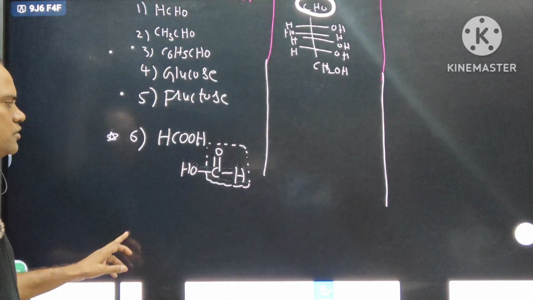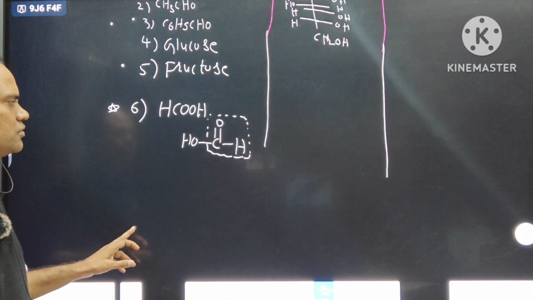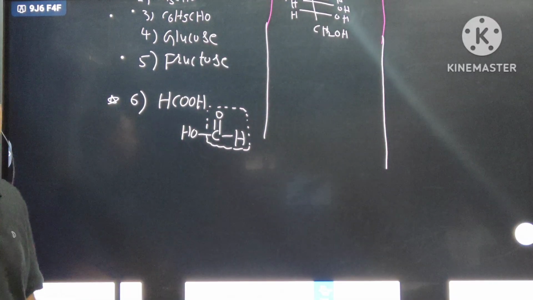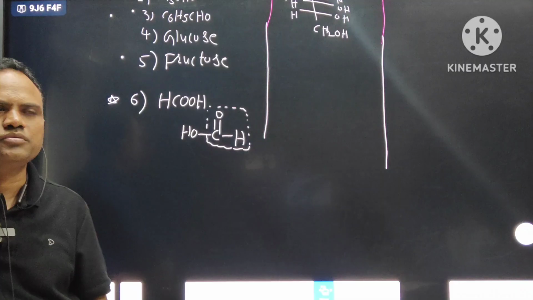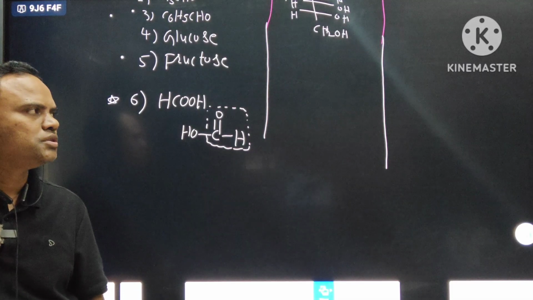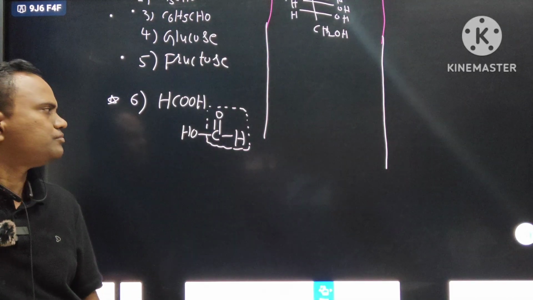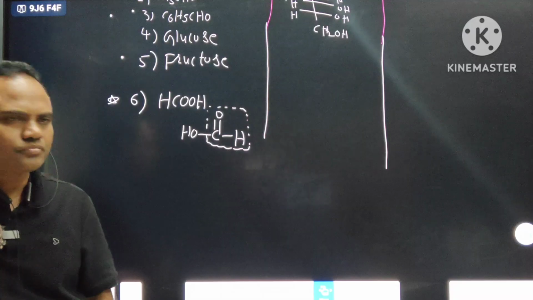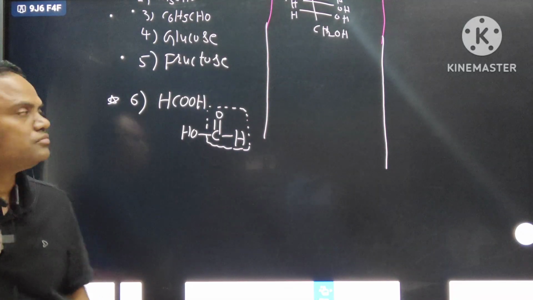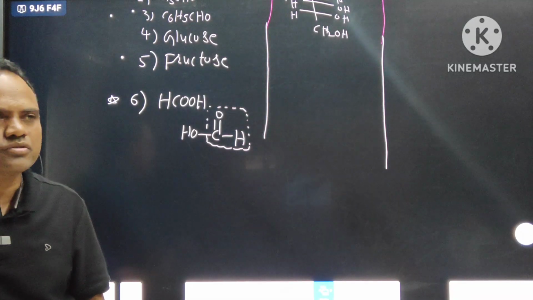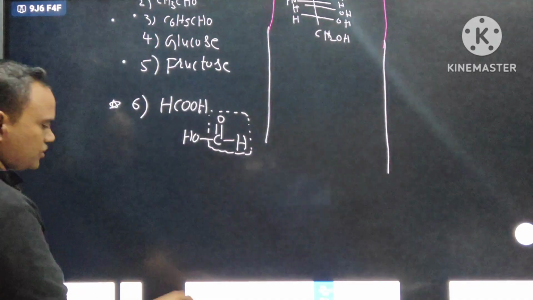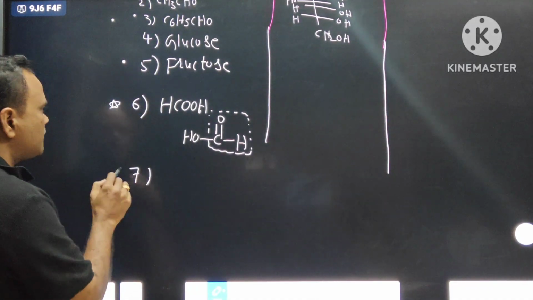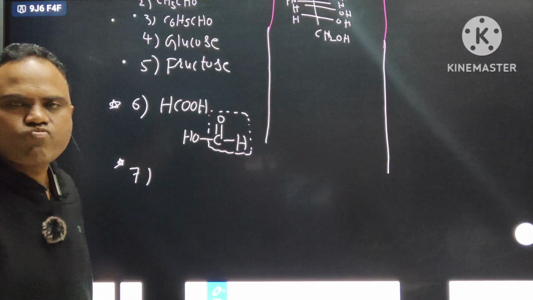Formic acid will convert to CO2 gas. CO2. Exceptional case, formic acid. Next exceptional case. These are important. Exceptional cases are the only important ones.